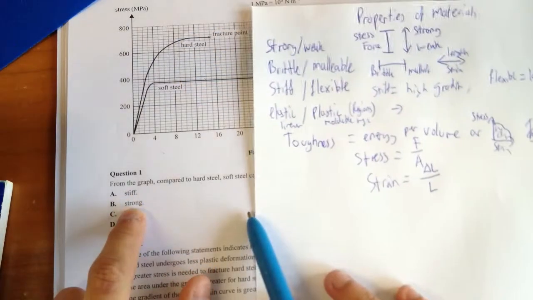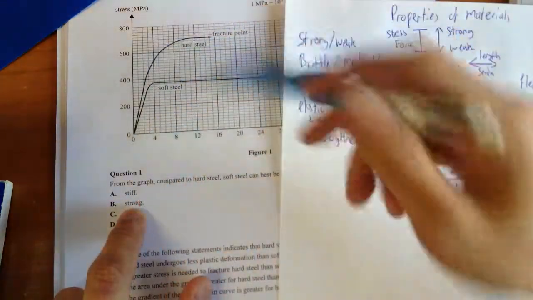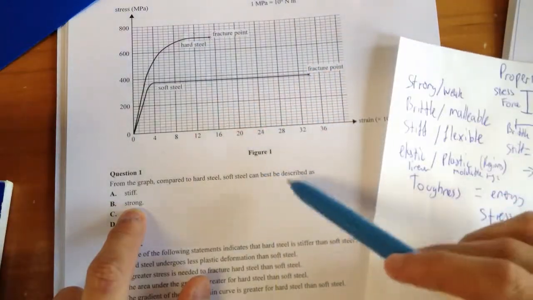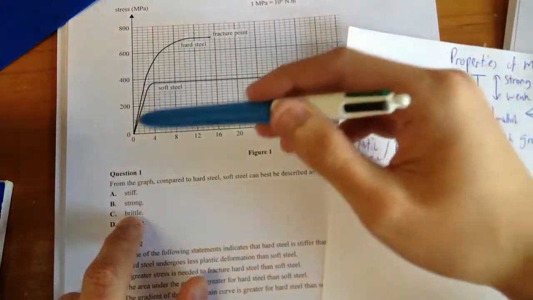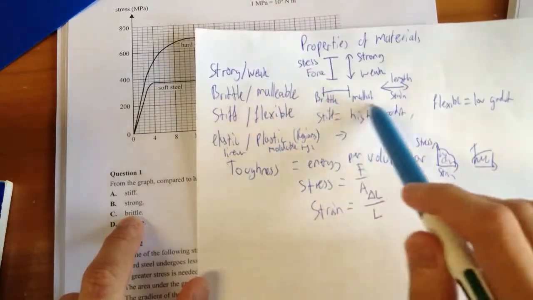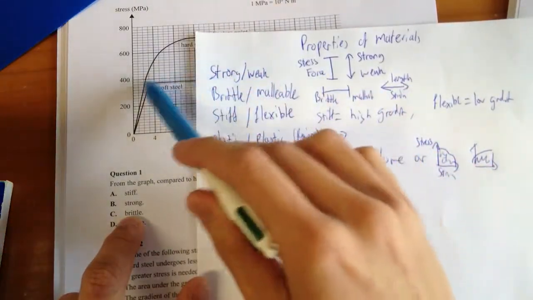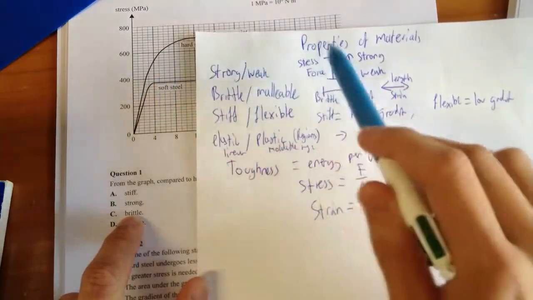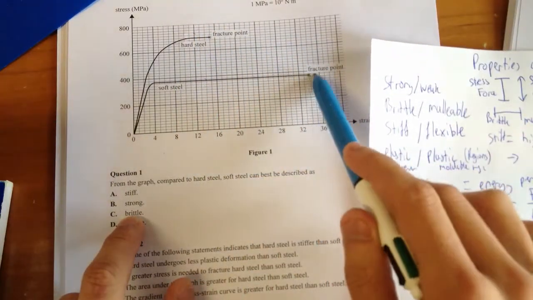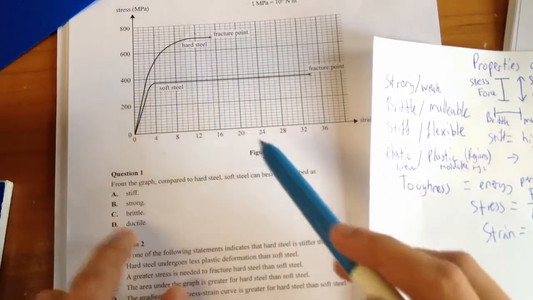Which is stronger? Well, along this scale, strength is going up and down. Hard steel is stronger because it's higher up there. So soft steel is not stronger. Brittle. So which one can go further along this scale? Because remember brittle, we look under here. It's along the scale. If it's more to the left, then it's more brittle. If it's more to the right, then it's more malleable. And we look, soft steel is more malleable, so it's not more brittle. Hard steel is more brittle.